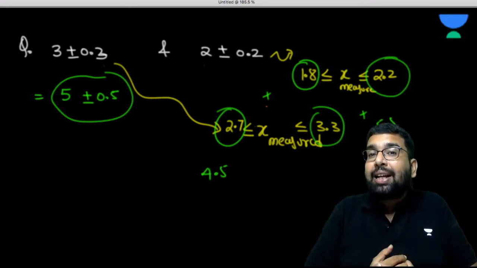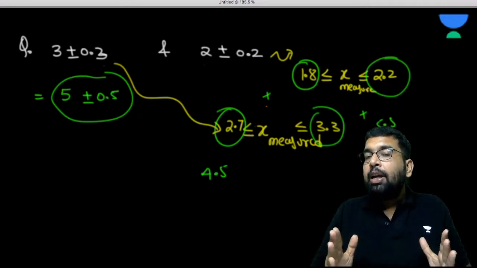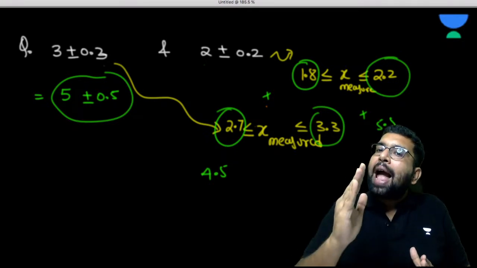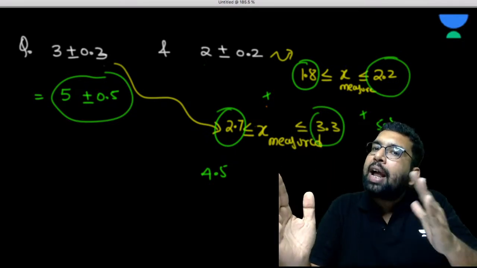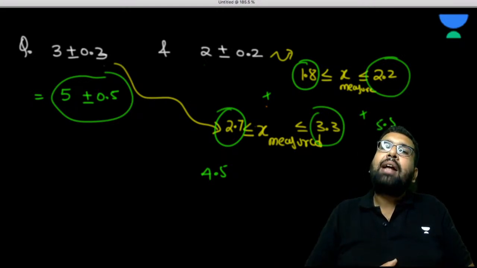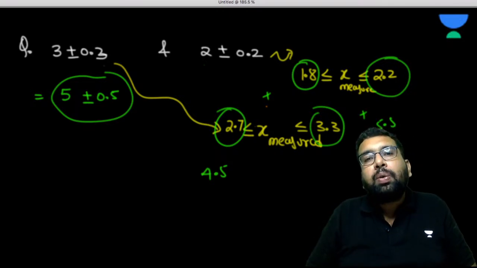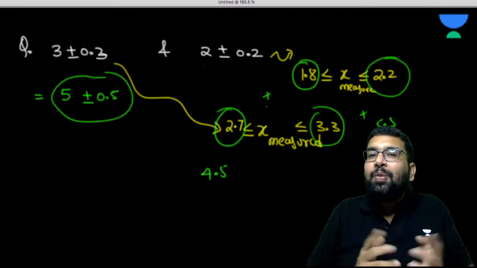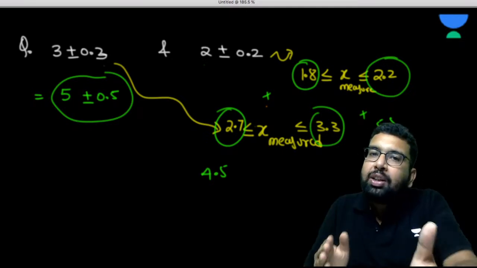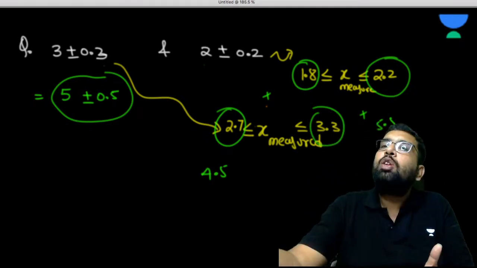Because you are subtracting. When you are subtracting, when will be the maximum error? When the maximum value of something is subtracted by the least value of something. Okay, right. So when you subtract 1.8 from 3.3, what are you going to get? You are going to get 1.5, right? Now similarly, the least value of this quantity to the highest value of the other quantity.